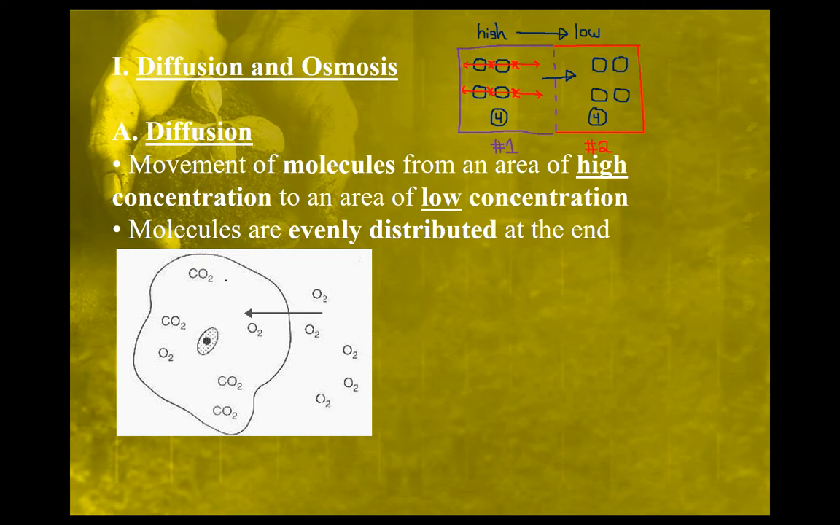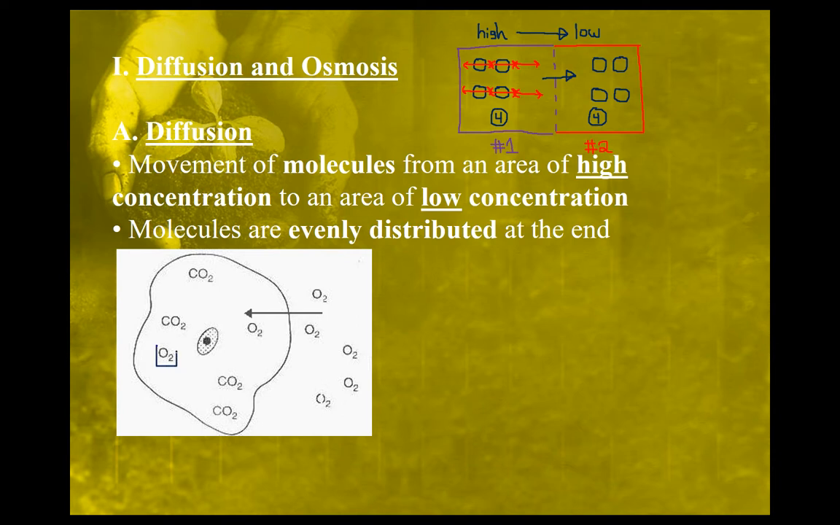Okay, let's look at another example. This is for a cell. So instead of using students as an analogy, now we're actually going to use real molecules. So we're going to look at O2, which is oxygen molecules, and CO2 molecules. Okay, let's just focus on the O2 molecules right now. So I'm just going to highlight them.